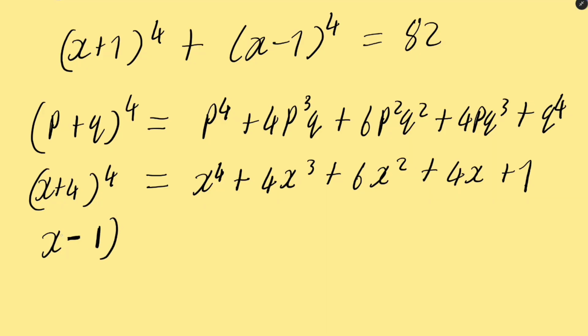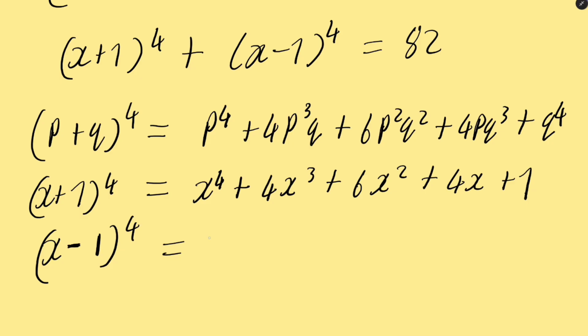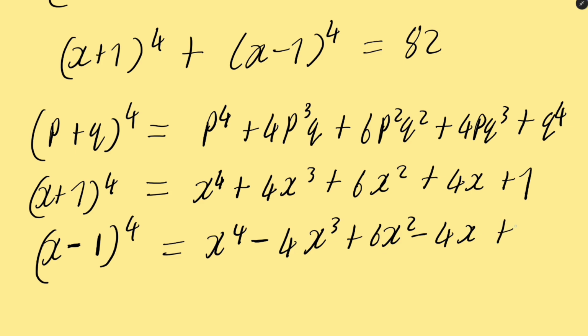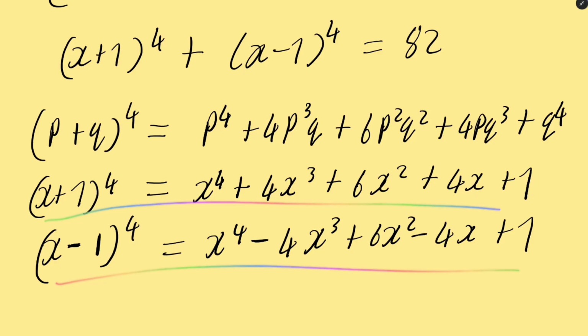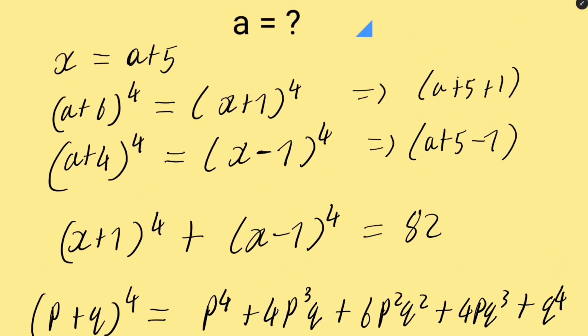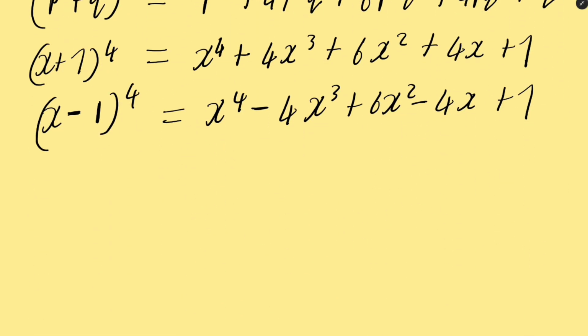And our (x - 1)^4 will be equal to x^4 - 4x^3 + 6x^2 - 4x + 1. So we see that we have finally expanded this, keeping in mind our x is equal to a + 5. We're just going to continue solving from here.